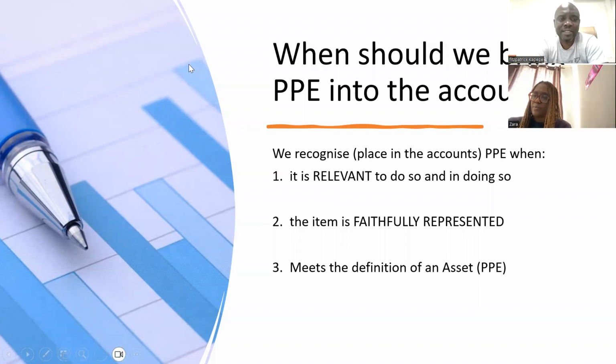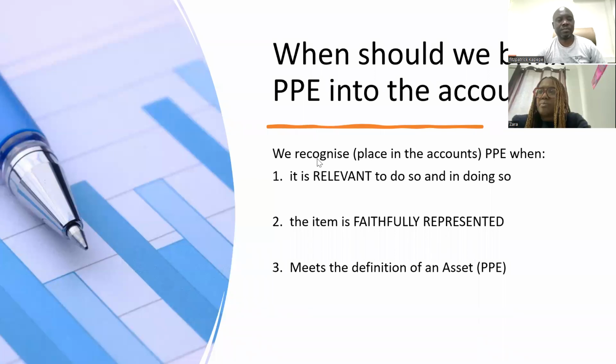So the question is, when should we bring the PPE into the accounts? There must be a process, like I said. When should we actually introduce the fixed assets on our balance sheet, or what they are now calling a statement of financial position?